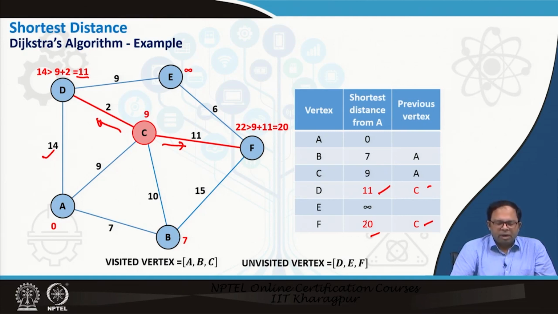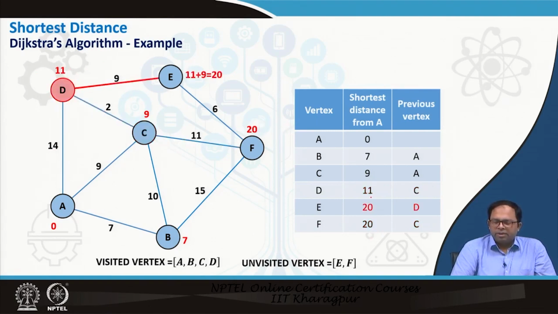So in the next step, out of all this we can see this is 20, this is 11 and this is infinity. So we will choose 11. So D becomes fixed. So over here D becomes fixed, so 11 becomes fixed, and in the next step we have got E, which is 11 plus 9, which is 20.